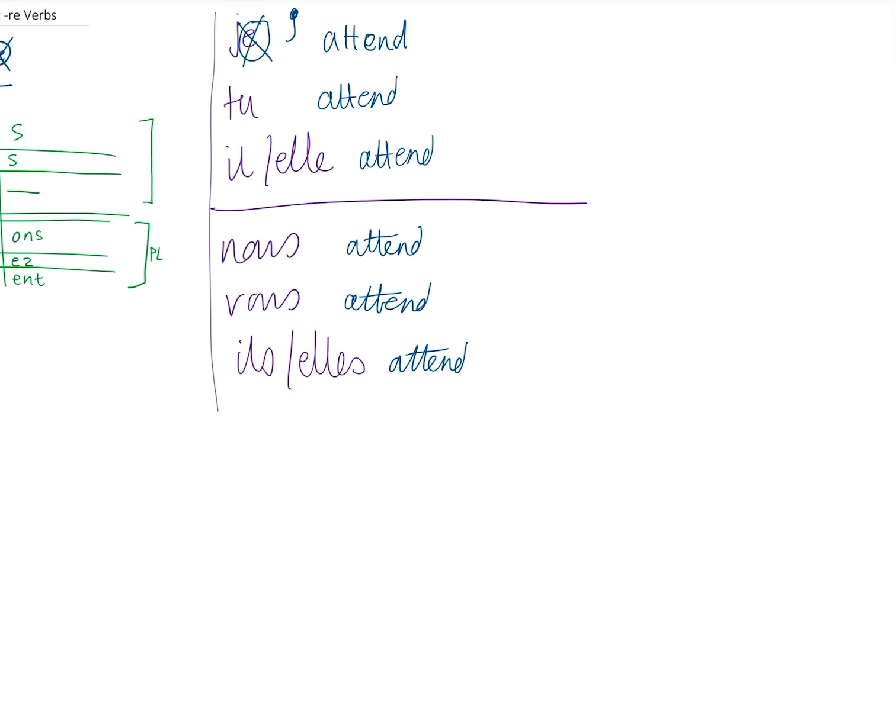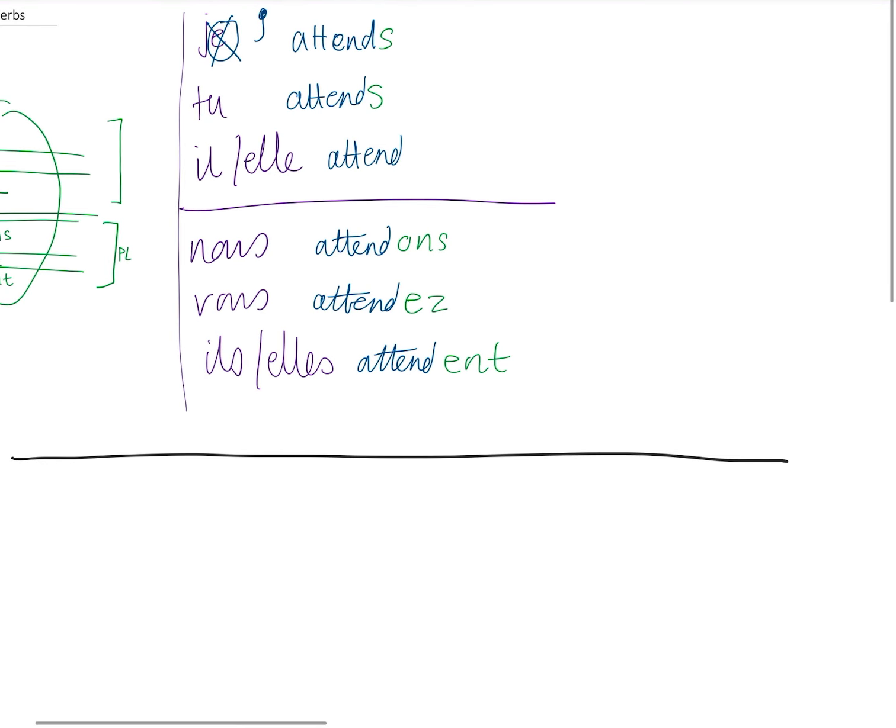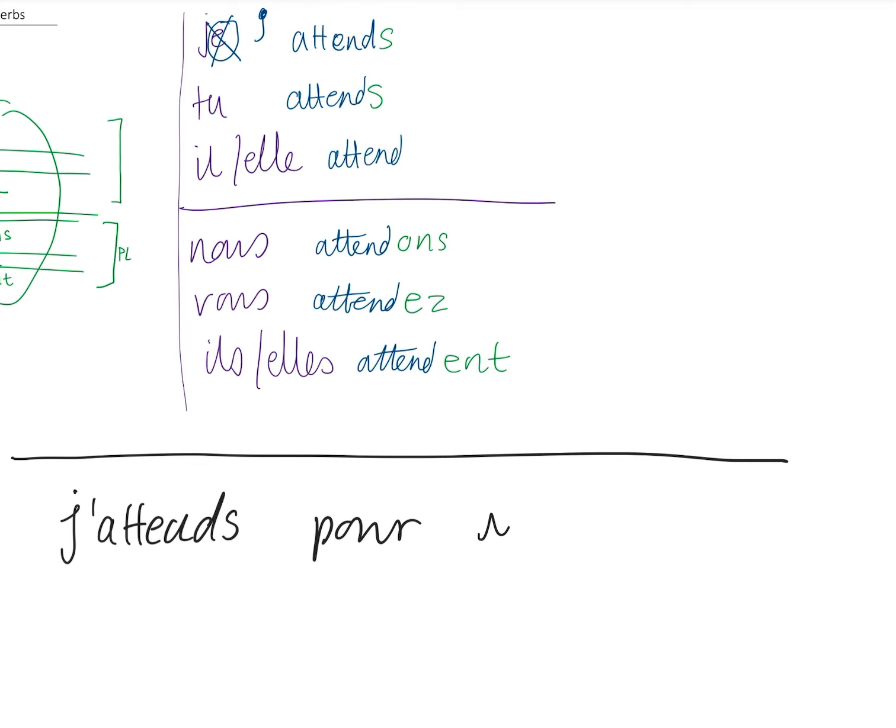Then we need to add our endings, these ones here. So we have S, S, nothing, ONS, EZ, ENT. So, as an example, j'attends pour ma sœur. I wait for my sister.